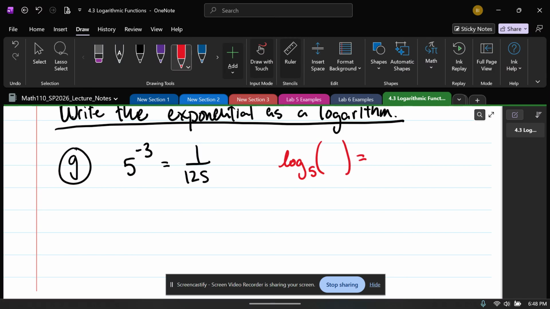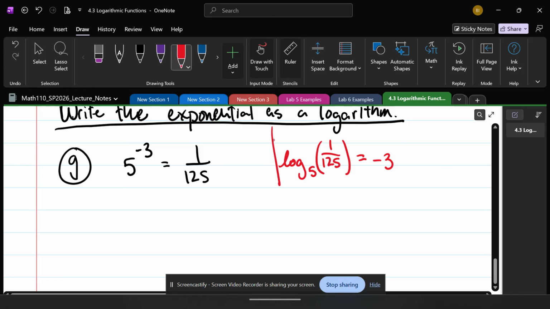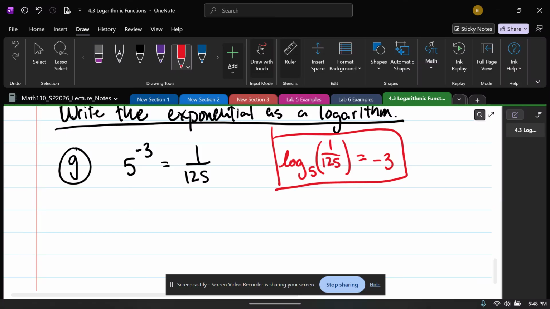If you'll remember this, a logarithm is always equal to an exponent. So that means this log base 5 of something should be equal to what? Negative 3, because that's the exponent. So that leaves only one place for the 1 over 125. So that's rewritten from exponential form into logarithmic form.